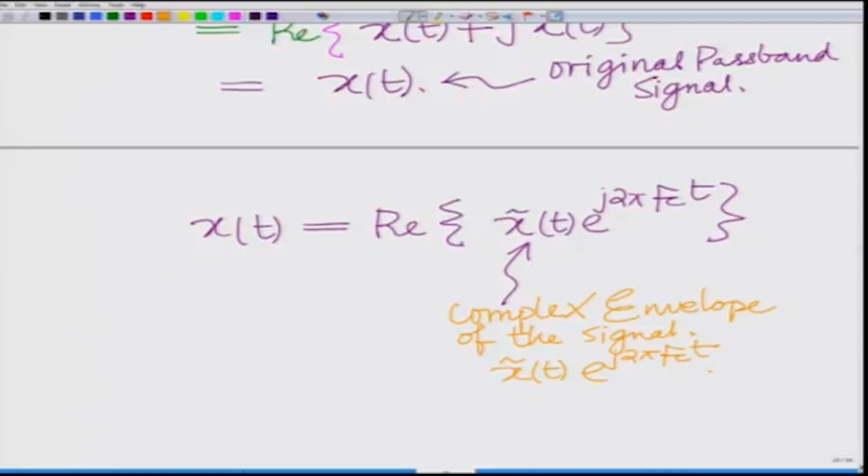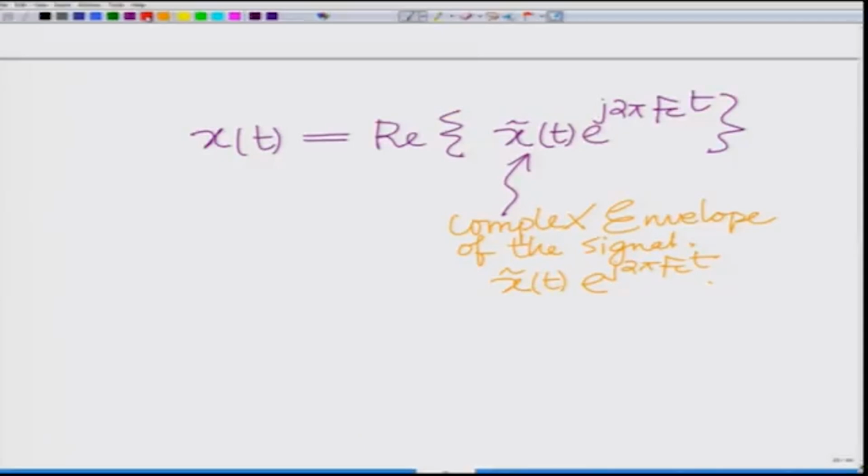So, if you look at it, the passband signal x t is nothing but the real part of x tilde t into e to the power of j 2 pi f c t. You can see it is as if there is this sinusoid e to the power of j 2 pi f c t with a complex envelope x tilde t. Therefore, x tilde t is known as the complex envelope of this passband signal x t. Strictly speaking, it is not an envelope, because the envelope is simply the amplitude of the sinusoid. Therefore, this is a complex envelope x tilde t into e to the power of j 2 pi f c t. It can be seen as if the amplitude of this complex sinusoid is modulated by this complex envelope x tilde t.